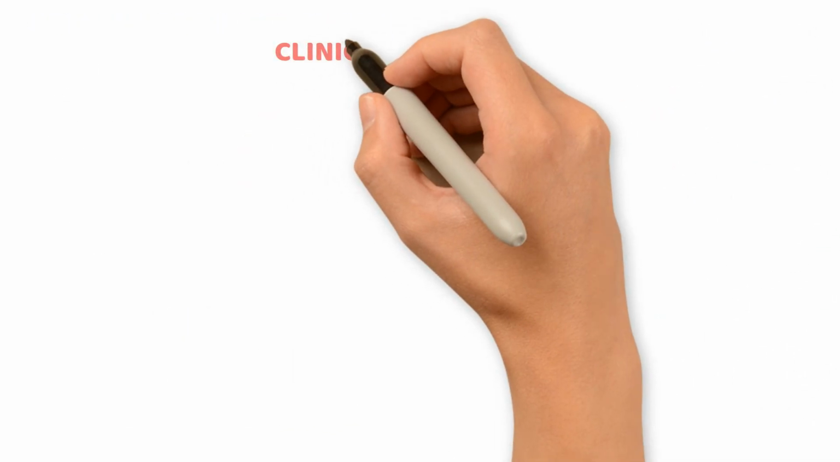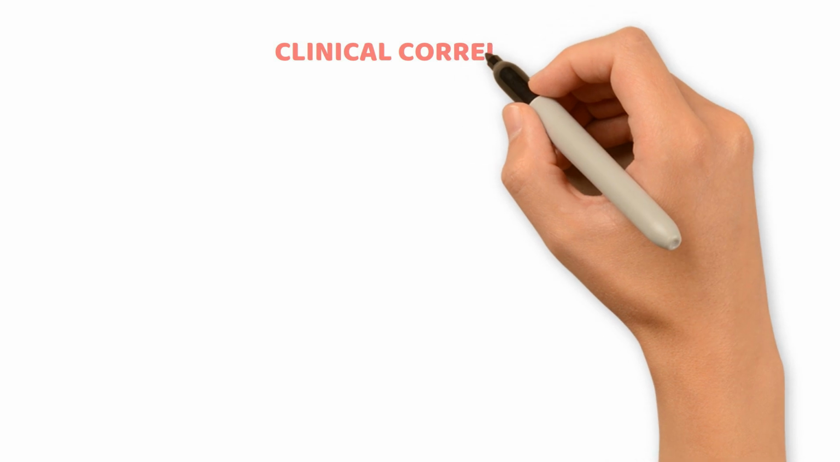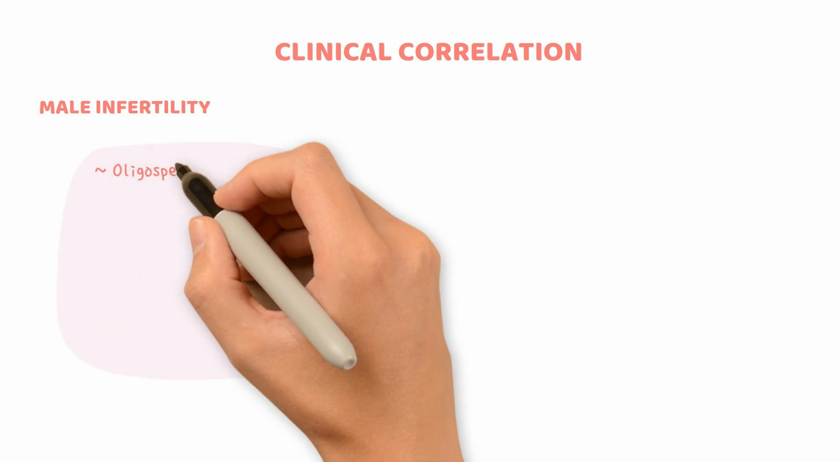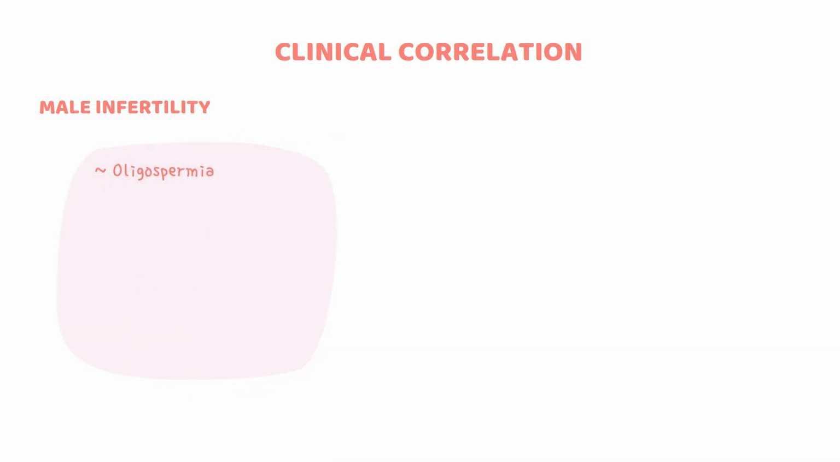Understanding prefertilization events is crucial in clinical practice. Let's look at some common disorders related to gametogenesis. Male infertility, oligospermia. Characterized by a low sperm count in semen, typically less than 15 million sperm per milliliter, which may affect male fertility.